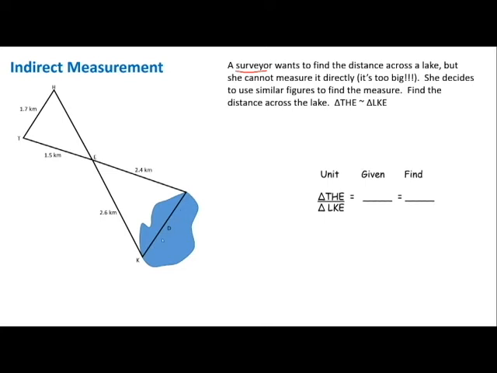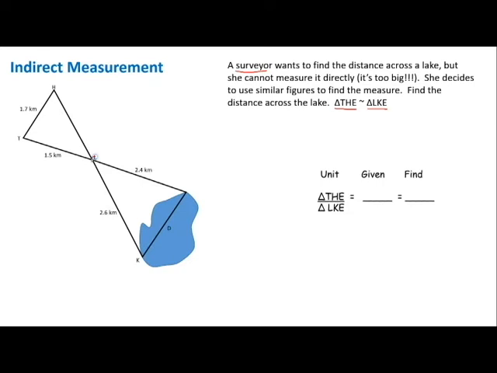You can't really draw a tape measure across a long lake. It's inconvenient at best, and depending on how long your tape measure is, it might be impossible. So she decides to use similar figures to find the distance across the lake. Remember that triangle THE is similar to triangle LKE, so we set up our proportion. This one does not use shadows. Instead, it uses a technique that surveyors actually use when measuring distances in real life.